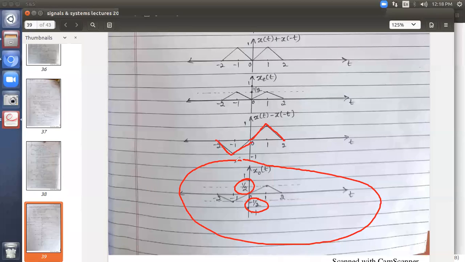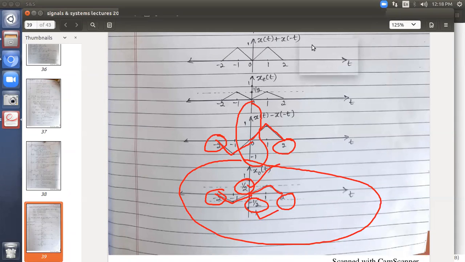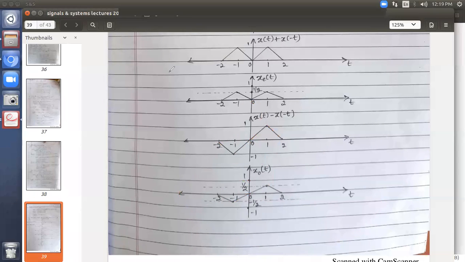See here, both the triangles are the same, and the time range between -2 to 2 is the same. Only the vertical amplitude 1 and -1 have changed to half and minus half. So this is how we go about drawing the odd component of the signal.